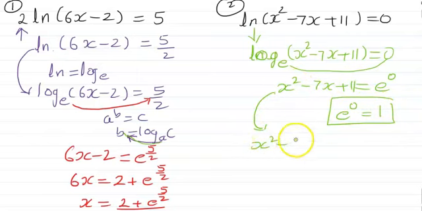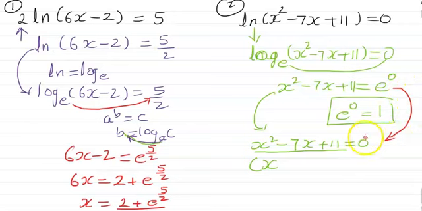So it is x square minus 7x plus 11 equal to 1. Can we factorize it, Lois? Here e to the power 0 is 1. Thank you for reminding me. So now it should be x square minus 7x plus 10 equal to 0. It should be 10 because here it is 11 minus 1, not 12. So what will be a factor, Lois?